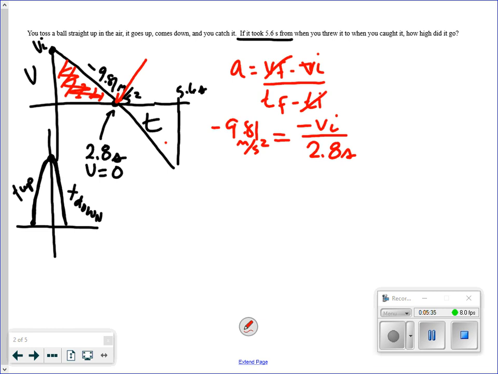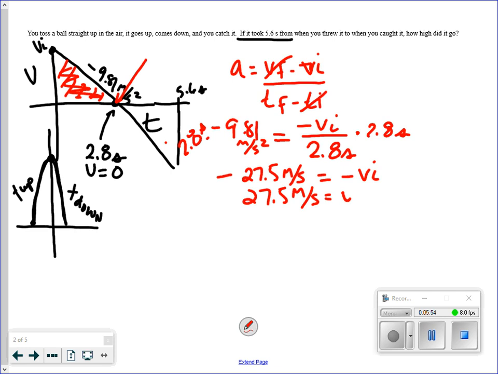I'm just going to multiply both sides by 2.8 seconds, right? And I will know VI. So negative 27.5 meters per second equals negative VI. Well, let's divide that by negative 1, shall we, and get it out of there. So there's my initial velocity for the ball right there, 27.5. Now, that's not the answer I'm looking for.